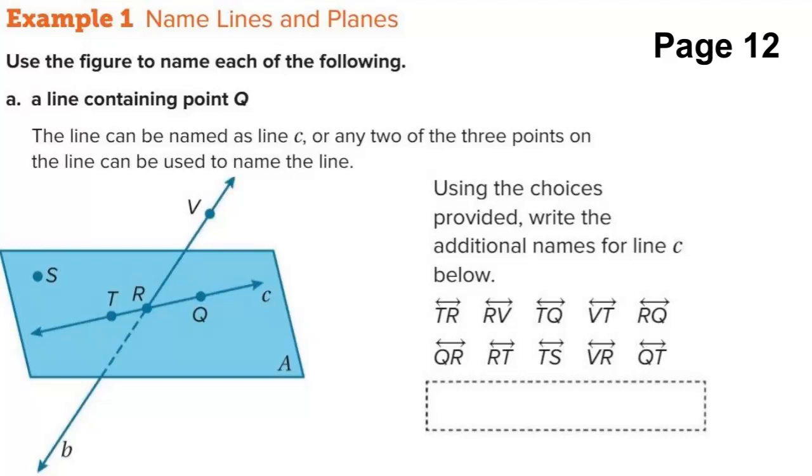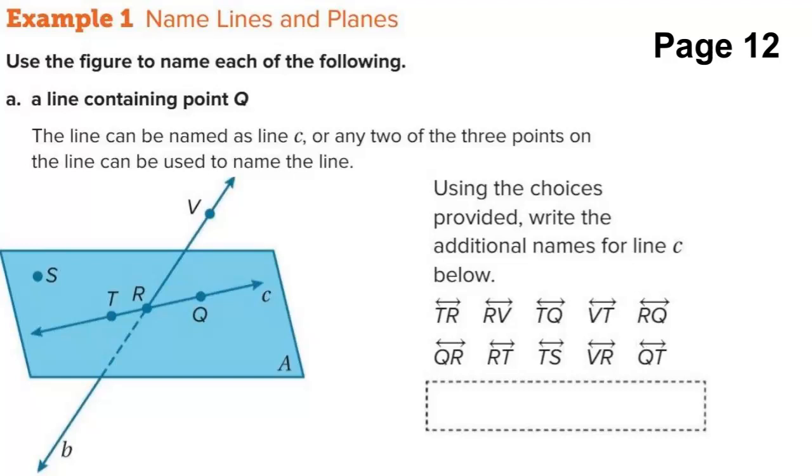All right, so let's practice naming some things. When I name a line, I need 2 and only 2 points, or I need a lowercase cursive letter. When I'm naming a plane, I need 3 and only 3 points that can't all line up in a straight line, or I need a capital cursive letter. And when we name points, what do we need? Just one capital letter. One capital letter.